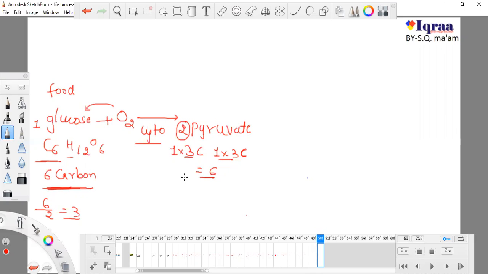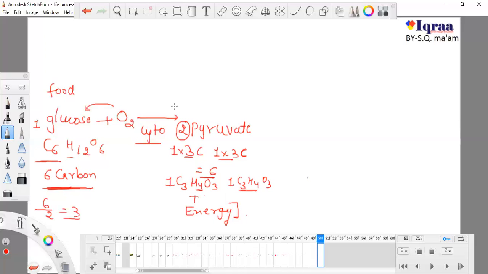The formula of pyruvate is C3H4O3. So two molecules are formed, one molecule of pyruvate and one molecule of pyruvate. You don't need to learn this formula exactly; please don't learn the formula of pyruvate. Also, it will release some energy, and I'm utilizing this energy.